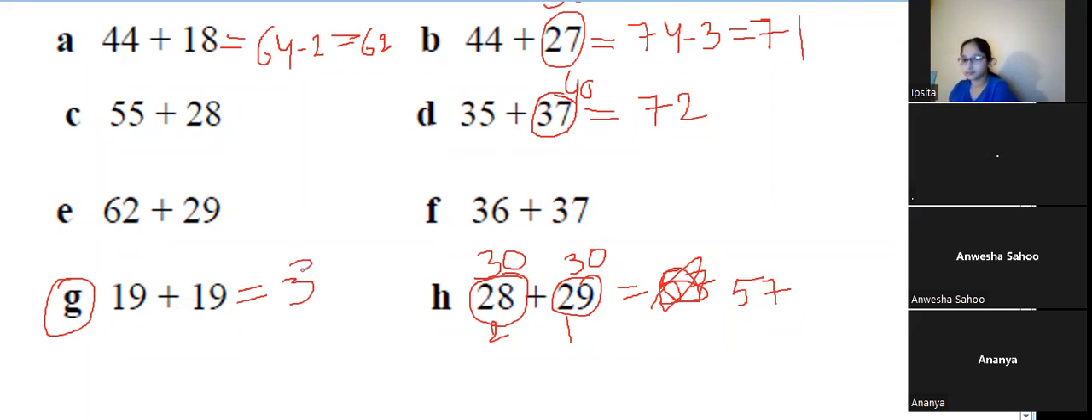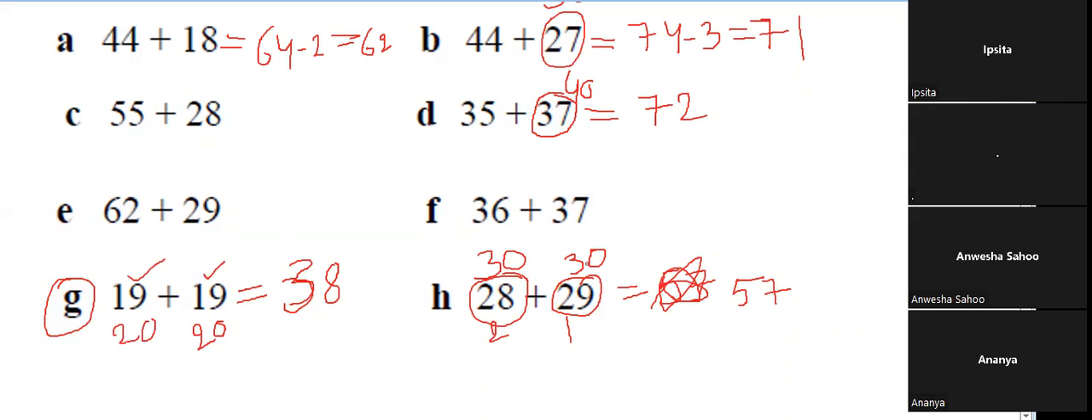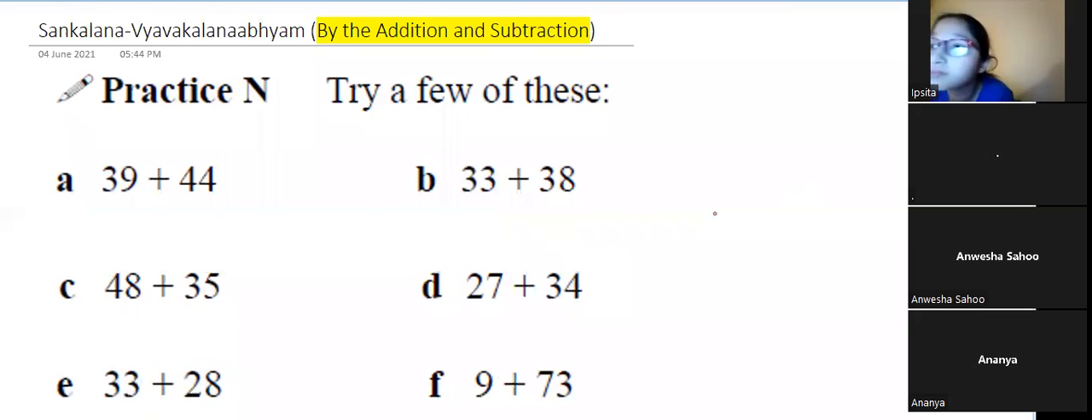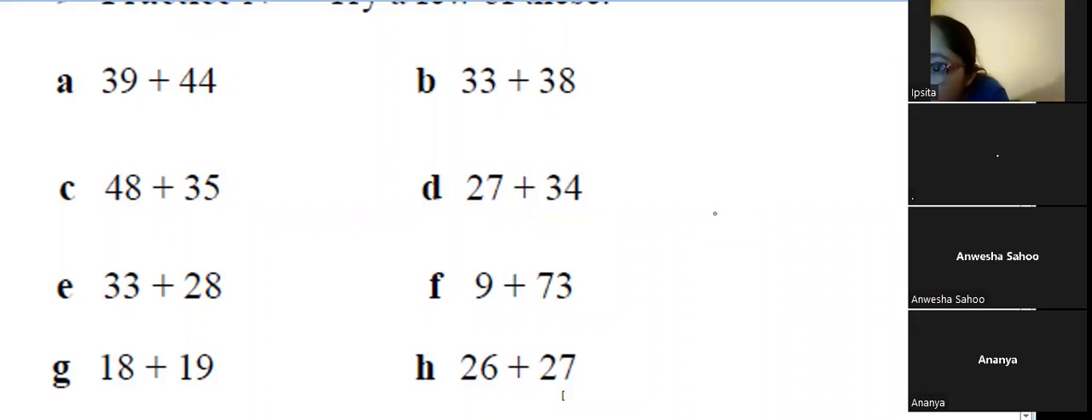Easy. Instead of direct addition, is it not better? Yes, sir. We consider this number as 20 and this number also 20. Here we considered 1 extra, here also we took 1 extra. That's why we are subtracting that 2 from the last resultant number. Next, we'll see one more. Here you may consider the first number or second number as the round number, whichever is nearest to the base number.